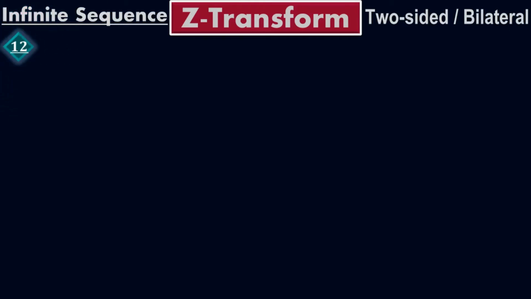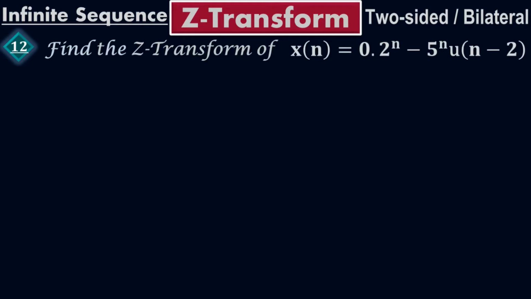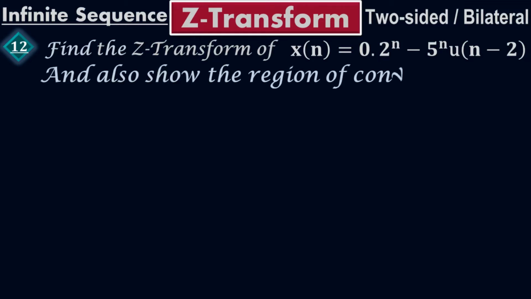Problem number 12. Find the z-transform of x of n, which is 0.2 to the n minus 5 to the n times u of n minus 2. And also show the region of convergence. One is right-sided and the other is left-sided. Therefore, we call it two-sided. We have two different sides, one left and right.